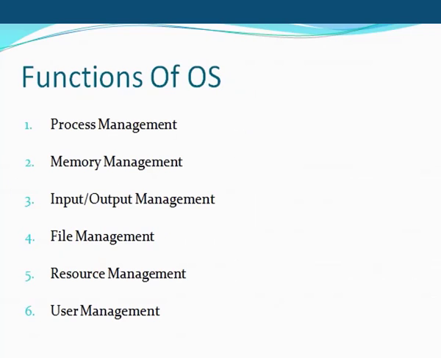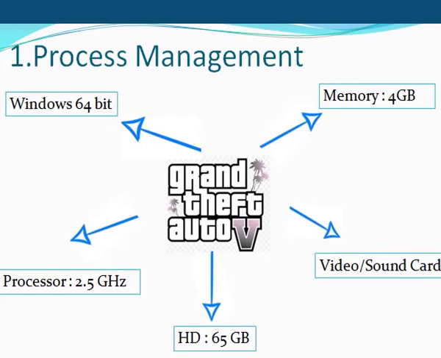Operating system performs several major functions to run the system efficiently. It allows the user to use the resources in a better way. Here is a list of functions that are performed by the operating system. Number one is process management. A process is a program in execution. Whatever is run by the user will become a program for the computer and it will take the required resources.